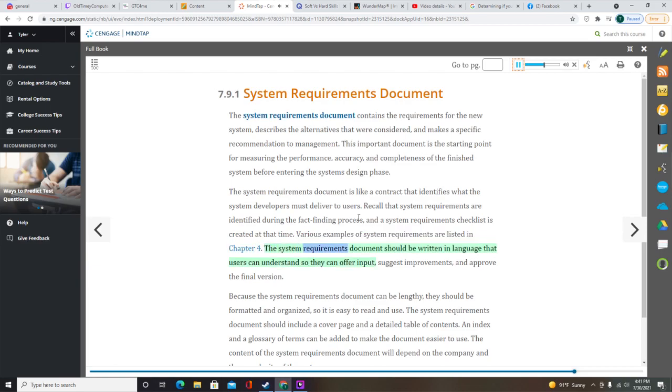The system requirements document should be written in language that users can understand so they can offer input, suggest improvements, and approve the final version. Because the system requirements document can be lengthy, it should be formatted and organized so it is easy to read and use. The system requirements document should include a cover page and a detailed table of contents. An index and a glossary of terms can be added to make the document easier to use. The content of the system requirements document will depend on the company and the complexity of the system.